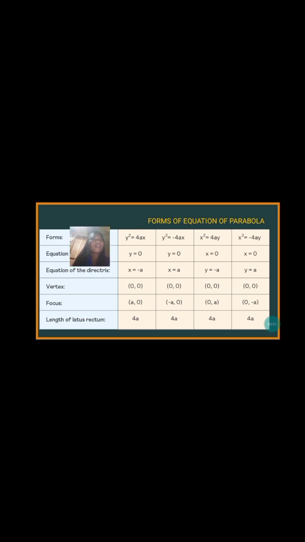Now we also have these forms of parabola. First, y squared is equal to 4ax, and the equation of the axis is y is equal to 0. Then the equation of the directrix is x is equal to negative a. Then our vertex is (0, 0), the center. We also have the focus (a, 0). Then the latus rectum is 4a.